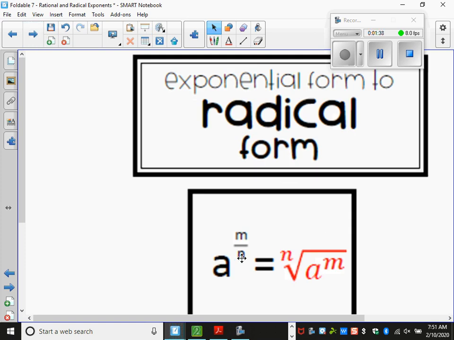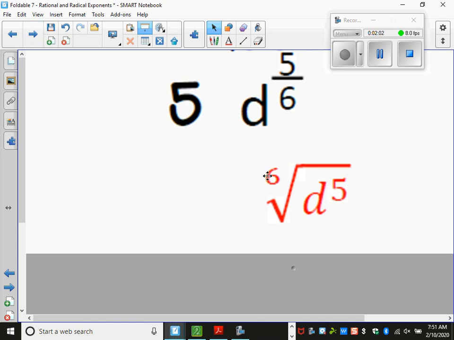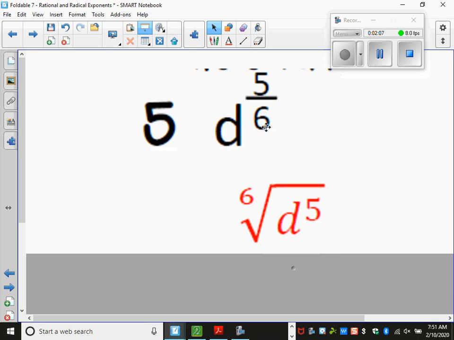All right, so now we're going to take a fractional exponent and write it as a radical. This number in the denominator becomes your index number. Here's your base, which stays here. And the number at the top will be your exponent. Let's see how this works. Here you have d to the 5/6. That means the 6 is the index, d is your base, and 5 is your exponent.